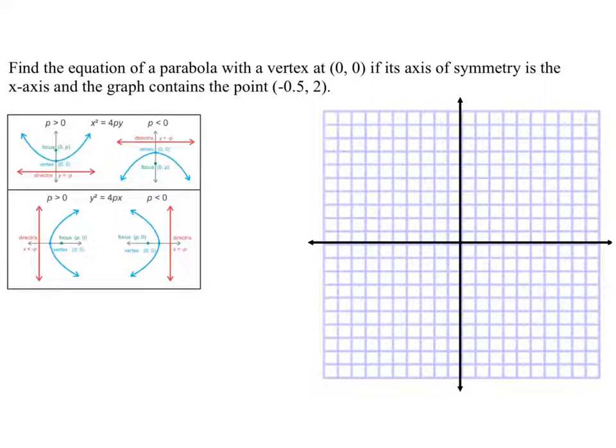Find the equation of a parabola with a vertex (0, 0), if its axis of symmetry is the y-axis. Okay, so vertex is still (0, 0). The axis of symmetry means the thing that would divide it in half. If this thing divides it in half, it's once again going to be a sideways parabola. It's going to be either this way or this way. So I know it's going to be y squared equals 4px.